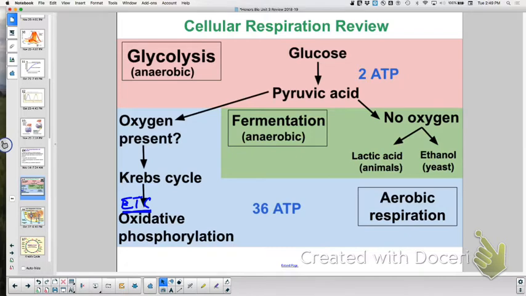Keeping the electrons moving through the chain allows you to create a hydrogen ion gradient. Remember reductase, cytochrome oxidase. So you put a bunch of hydrogens in the intermembrane space. When they come back in, you make what? ATP. That's why it's called oxidative phosphorylation.